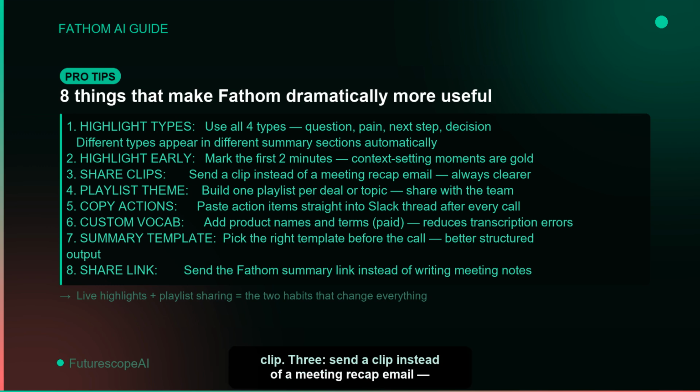3. Send a clip instead of a meeting recap email. The recipient hears the original words and never loses context in translation. 4. Build one playlist per active deal or topic and share it with your team. This replaces full recording reviews entirely. 5. Paste action items straight into the Slack thread for the meeting immediately after the call.